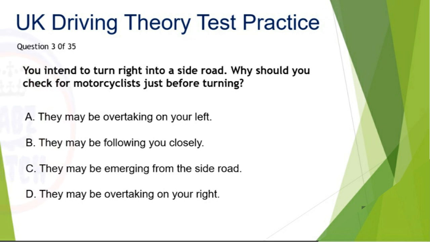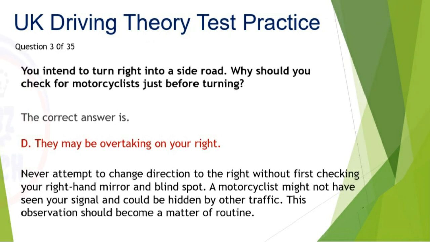Question 3 of 35. You intend to turn right into a side road. Why should you check for motorcyclists just before turning? A. They may be overtaking on your left. B. They may be following you closely. C. They may be emerging from the side road. D. They may be overtaking on your right. The correct answer is D.